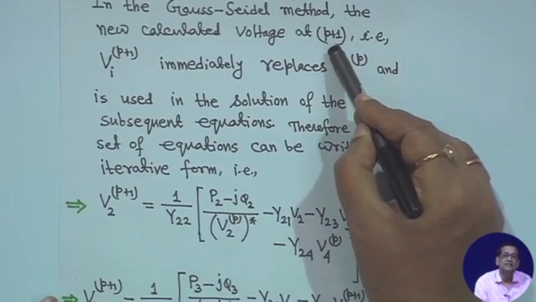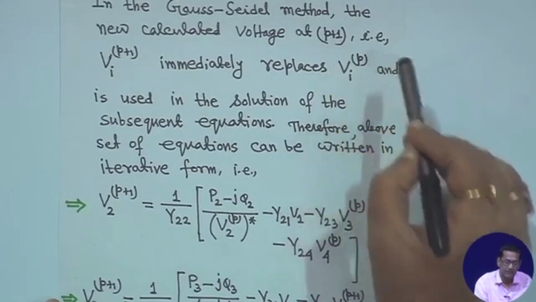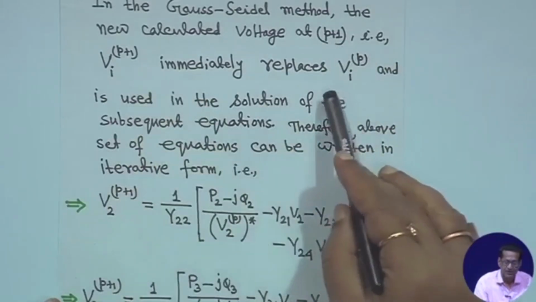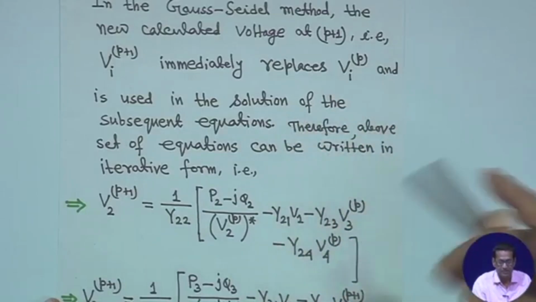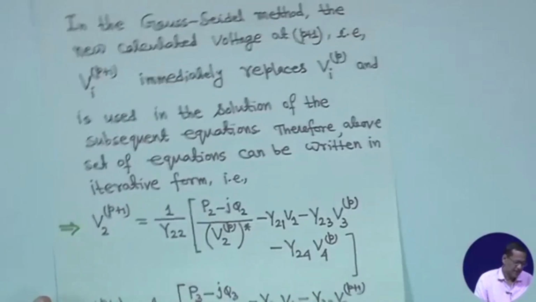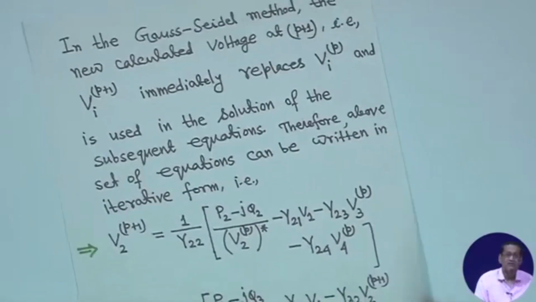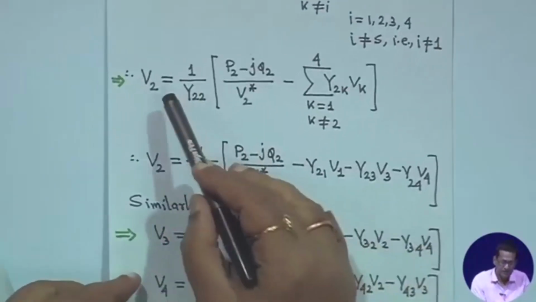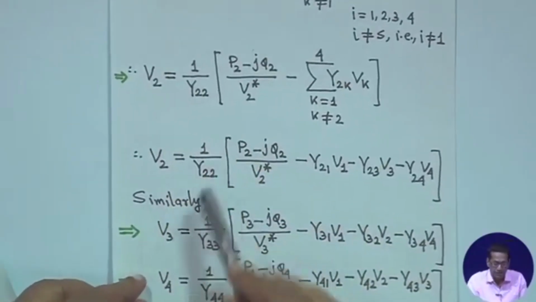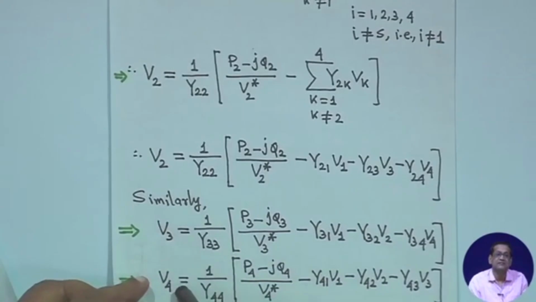P is the iteration count. V_i^(P+1) immediately replaces V_i^P and is used in the solution of the subsequent equation. That means, before coming to this, suppose you have these three equations for V2, V3, V4.